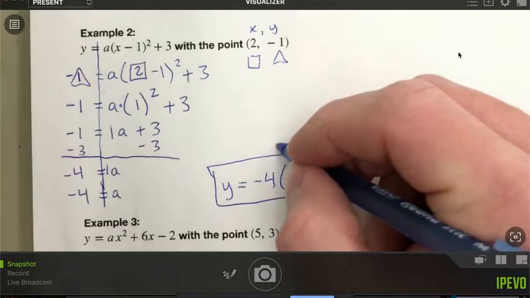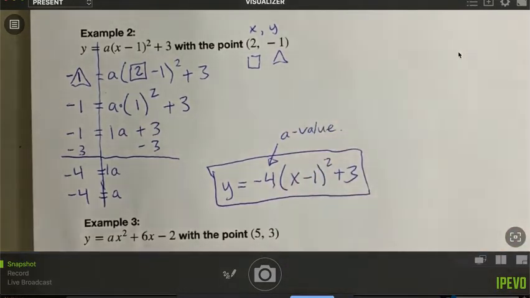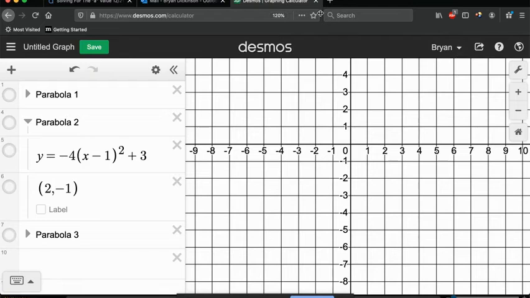And there we have it. And take a look at the graph. Sure enough, if I put a -4 in front with that point 2, -1, that parabola matches that point perfectly.